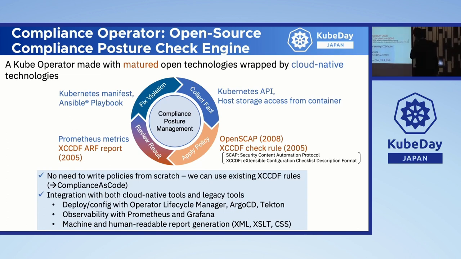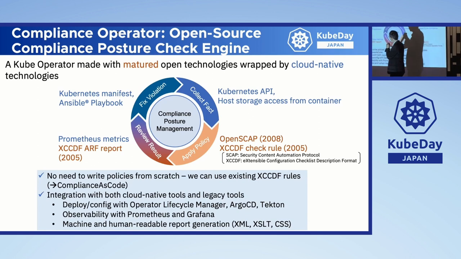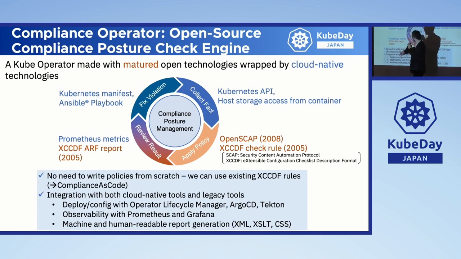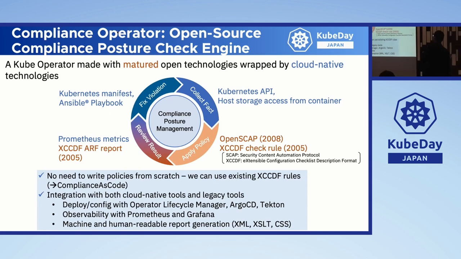And then for applying policy, very mature technology is used: OpenSCAP, which started in 2008, and policies are written in XCCDF, which was standardized in 2005. To review the result, we can use both mature and cloud native technologies: XCCDF, and we can also use Prometheus metrics. Some of the violation fix processes are automated with Kubernetes manifests or Ansible playbooks.